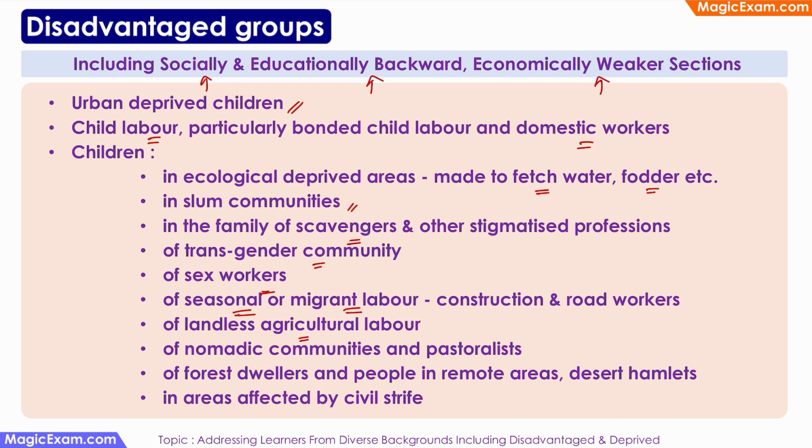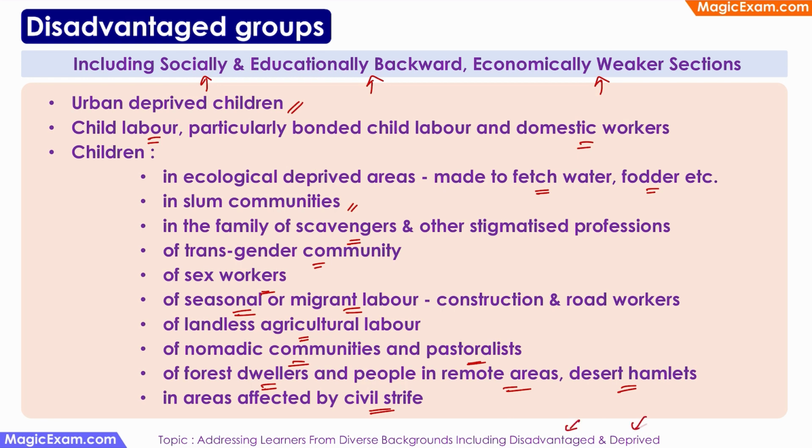and children of landless agricultural labor who also keep migrating to different parts of the country, and children of nomadic communities or pastoralists who also keep moving from area to area, and children of forest dwellers and people in remote areas or desert hamlets where there might not be enough facilities, there might not be any schools nearby, and also children from areas of the country which are affected by civil strife. It can be terrorism related activities or Naxalite related activities. Wherever there is civil unrest and the education process is disrupted, even those children can be called disadvantaged or deprived.